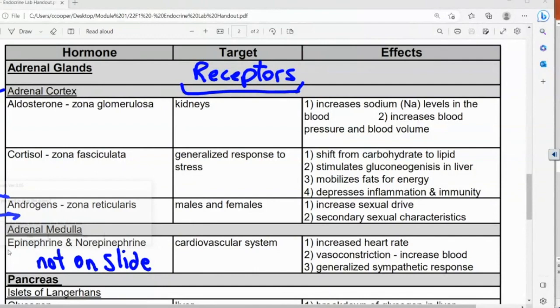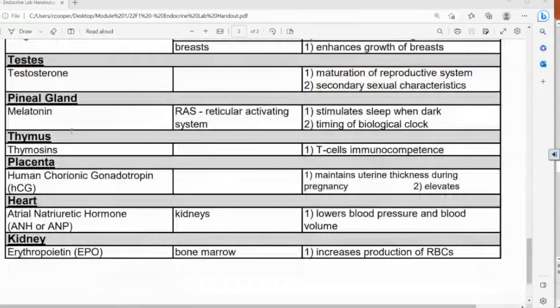Watch this. If we go to the bottom, we did pineal on day one, right? We did the thymus, and we did the kidney. But we haven't done the heart or the placenta yet. So we have some little ones at the end that we need to clean up. And I'll clean those up with you next time, okay?